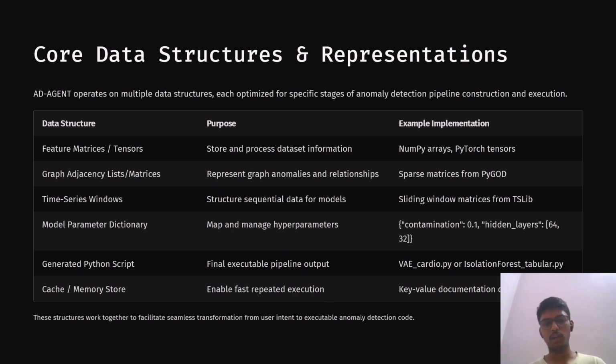And fourth is the model parameter dictionary, whose purpose is to map and manage hyperparameters. And the fifth, we have the generated Python script, and its purpose is the final executable pipeline output. And sixth, we have cache and memory store, whose purpose is to enable fast repeated execution.